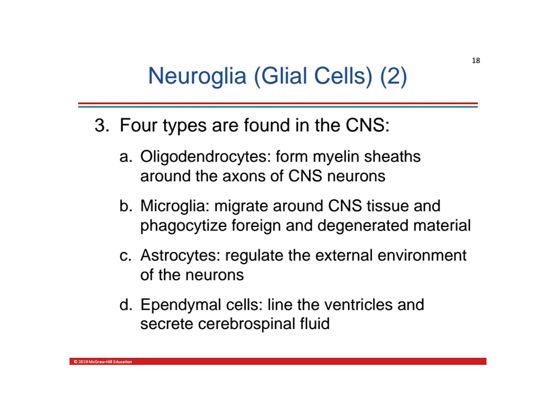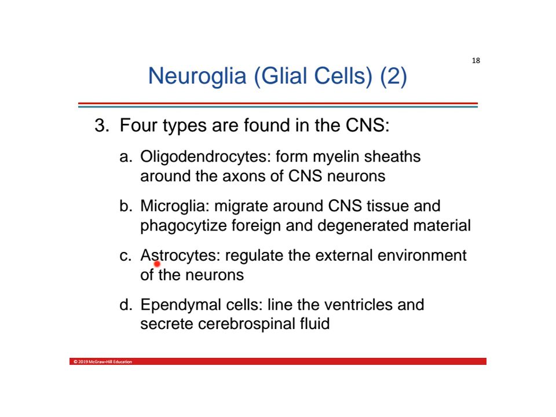Within the central nervous system, there are four main classes of glial cells. There are oligodendrocytes. These form myelin sheaths around the axons of the CNS neurons. The term oligo has to do with a few, so they have a few processes off their bodies. And I'll show a picture of that in a second. Another class are microglia. These migrate around the CNS tissue. They actually move, and they have sort of amoeboid movement. They phagocytize foreign and degenerated material.